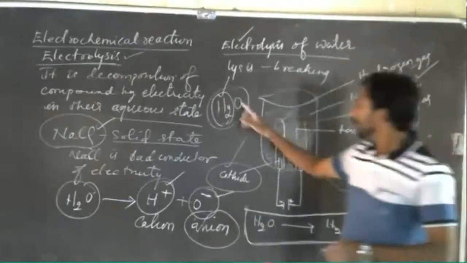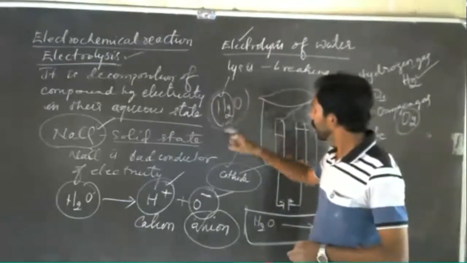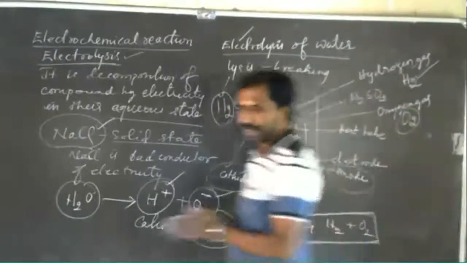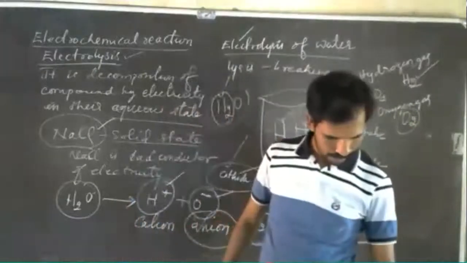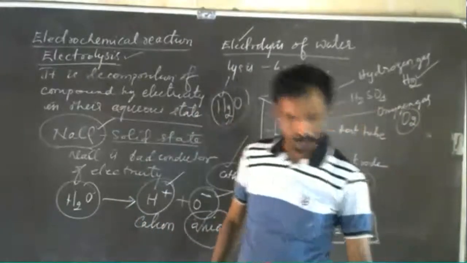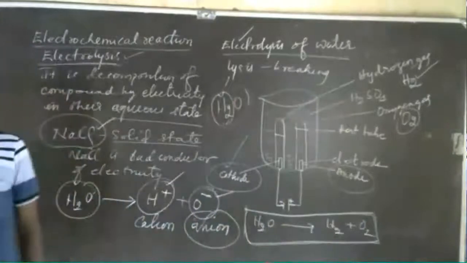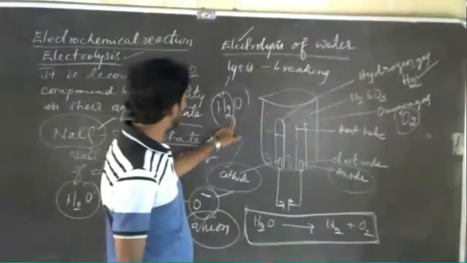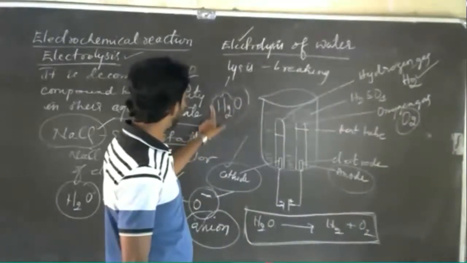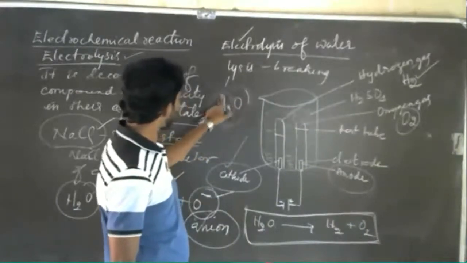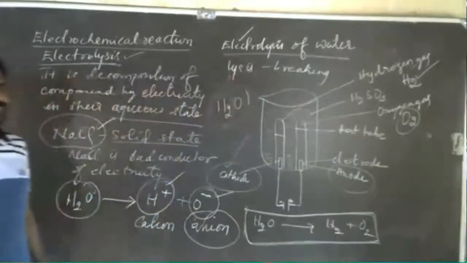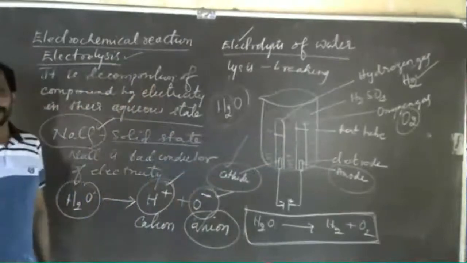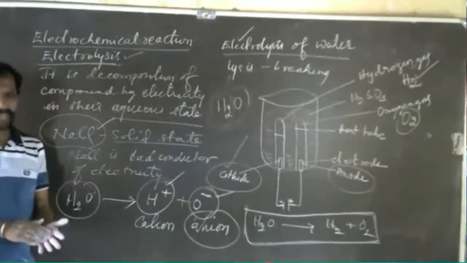In H2O, more hydrogen is there. So in the cathode part you can see more gas is collected. Why? Because the amount of hydrogen present in water is more, and it is a cation, so it is collected in the cathode part. More hydrogen will be collected and less oxygen will be collected. This is one of the methods of electrolysis.